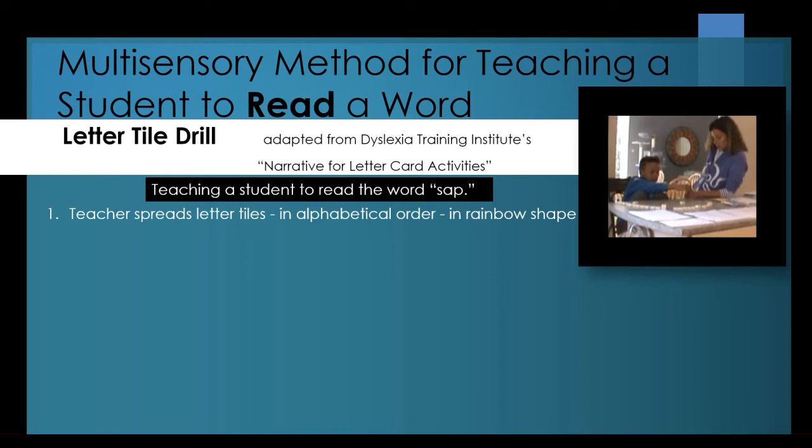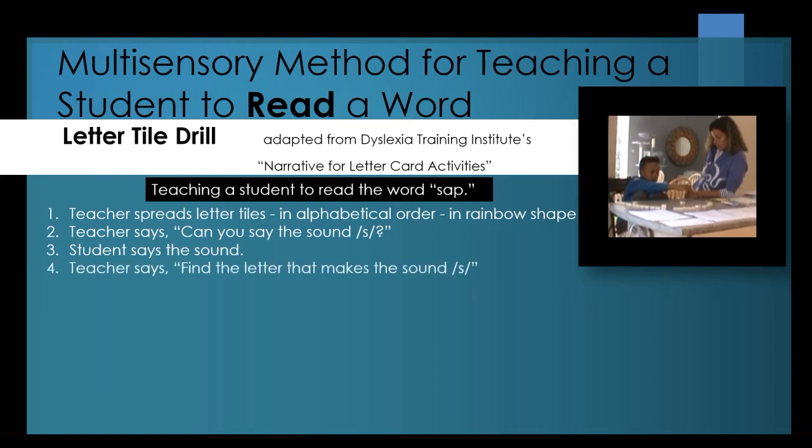So as we talked about before, we spread our tiles out in a rainbow shape in alphabetical order. And if I want to teach a student to read a word, here's what I do. Let's say I want to teach them the word sap. I don't tell them that's the word. Instead, I just say, can you say the sound S? And then the student says the sound. And now I know that the student actually knows the sound. Then I say, can you find the letter that makes the sound S? The student finds that correct letter and pulls it into the space in front of them.